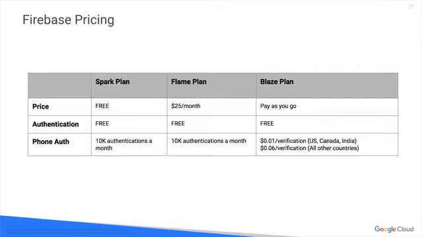Authentication, except for phone authentication, is free, regardless of your Firebase pricing plan. Phone authentication allows for 10,000 authentications a month on the Spark and Flame plans and is 1 cent per verification in the US, Canada, and India, and 6 cents per verification in all other countries on the Blaze plan.